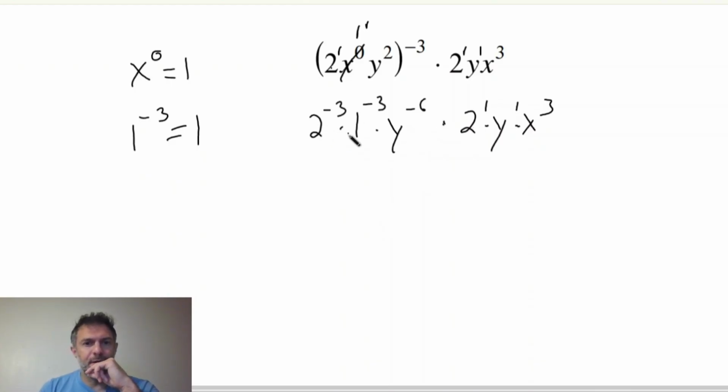Look at my 2's here. They both are the same base. I can add their exponents, even though the bases are numbers. I have 2 to the negative 3rd and 2 to the 1st. Well, what's negative 3 plus 1?